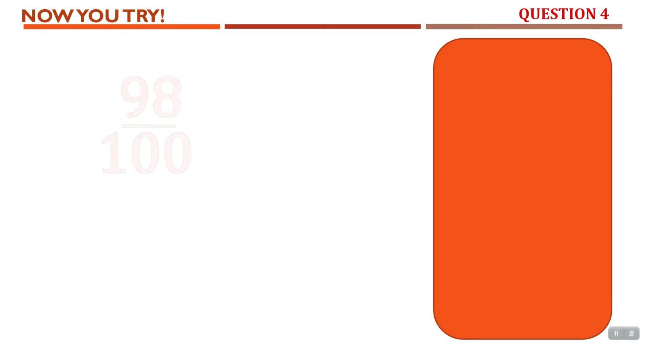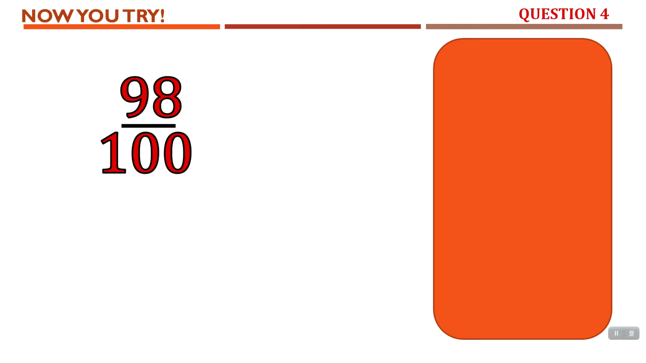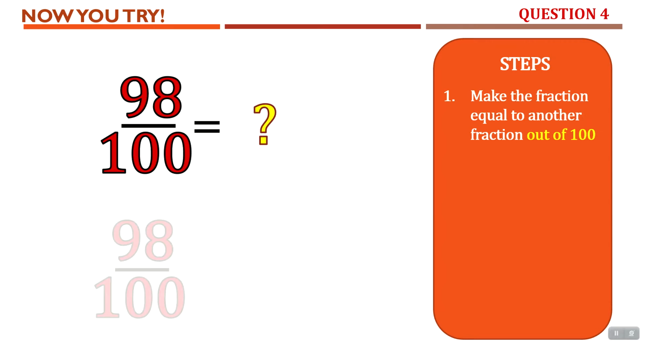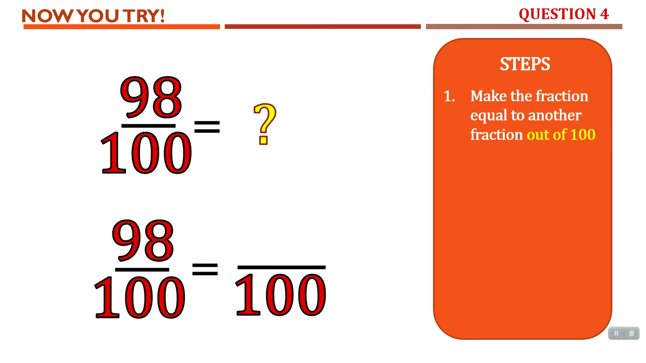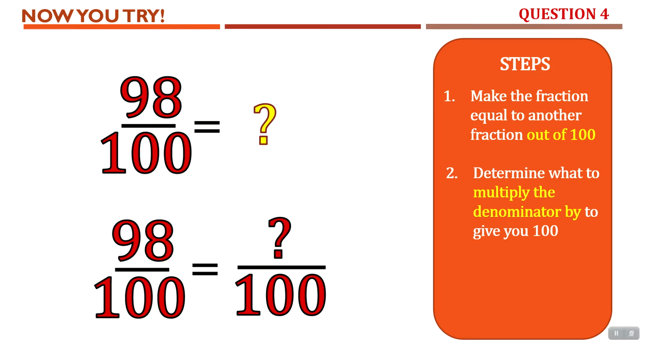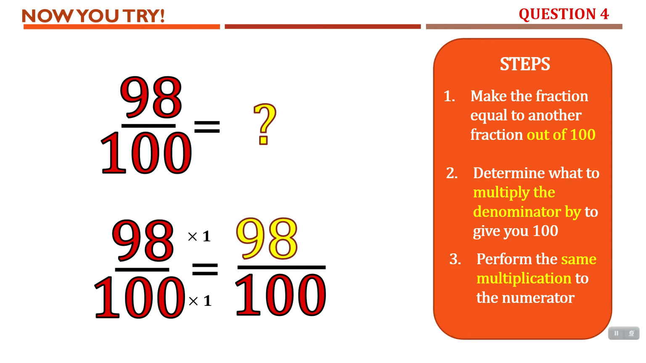Question 4. 98 out of 100 is equal to what percentage? Before we even follow any steps, we know that because the fraction is already out of 100, the answer is going to be the numerator. The percentage will be whatever the number is in the numerator. But let's check the steps to be sure. Make the fraction equal to another fraction out of 100. We know that 100 times 1 is 100, and 98 times 1 is 98. And yes, the answer is 98%.